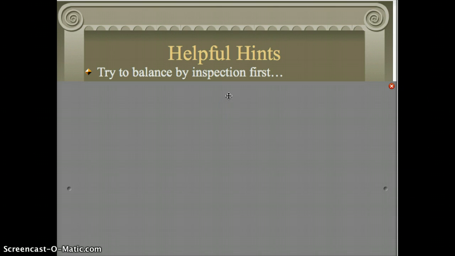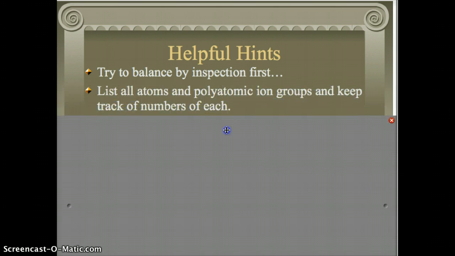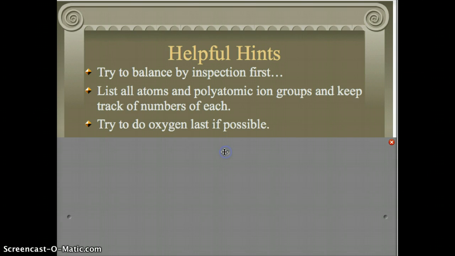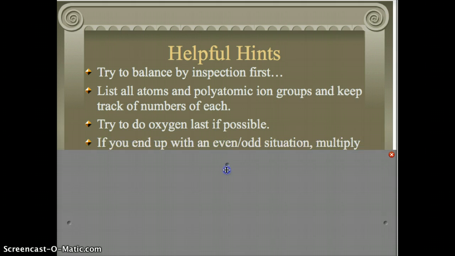If that doesn't work, then we're going to employ another method where we list all the atoms and polyatomic ion groups and keep track of the numbers of each. Sometimes in an equation where there's a lot of stuff going on, it's helpful to do that. I always try to do oxygen last if possible. It makes a big difference, and oxygen is usually the one that causes trouble and makes things sticky in a balancing equation.